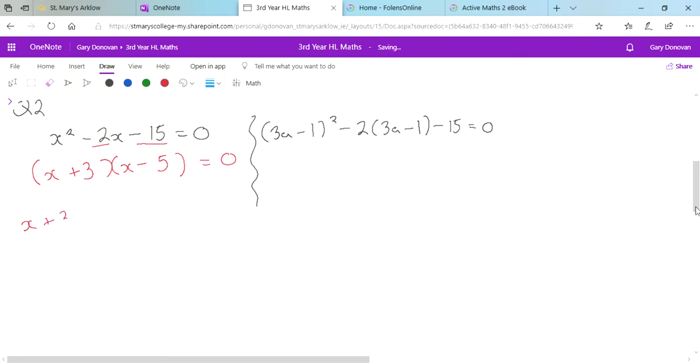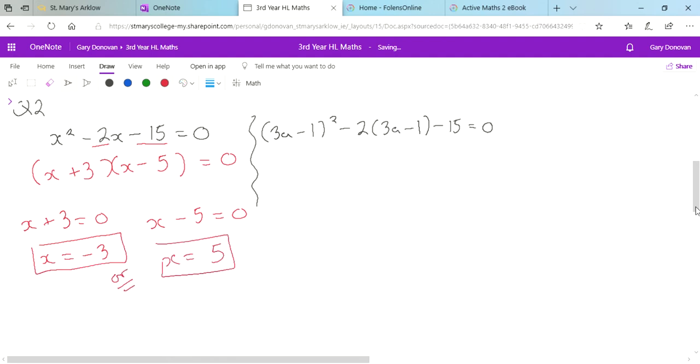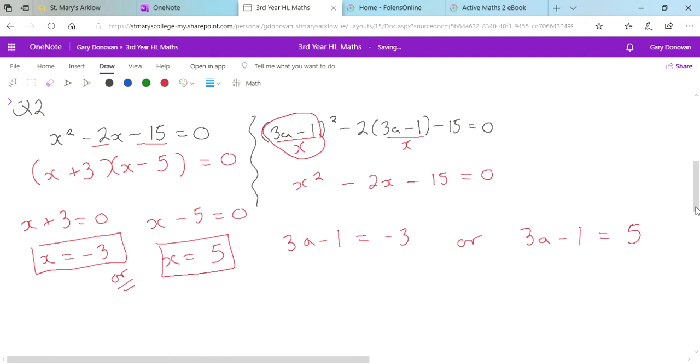So therefore x plus 3 equals 0 or x minus 5 equals 0, which means x equals minus 3 or x equals plus 5. The second part is exactly the same as the last one, except this time we have 3a minus 1 in the brackets. If we replace this value with x, we'd have x squared minus 2x minus 15 equals 0, which is the same equation. Now we already know the answers for x, so we can say 3a minus 1, which is our value for x here, must equal minus 3, or 3a minus 1 must equal our other value for x, which is 5. Now you have a little bit more solving to do, but just a little bit.